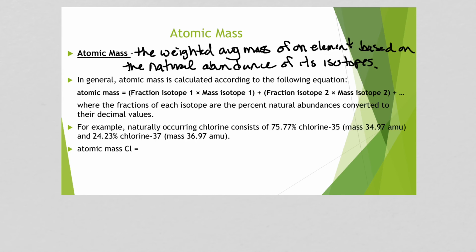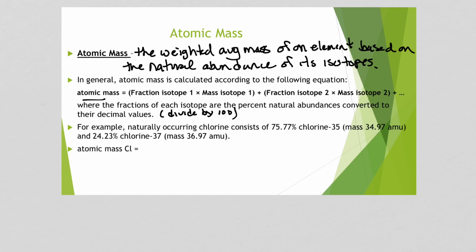So to calculate this, we take the fraction of the first isotope times its mass. We add that to the fraction of the second isotope times its mass, etc. And we do that for however many isotopes they have. So if they have 3, we would do that 3 times. We do it 4 times, etc. Where the fractions of each isotope are those percent natural abundances converted to their decimal values. So in either way, we're going to divide those percentages by 100 to get it back to a decimal.